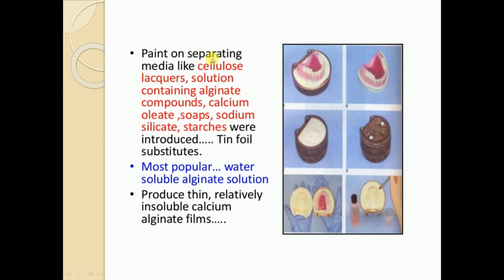Very important, painting on the separating media. Cellulose lacquers, solutions containing alginate, compound, calcium oleate, soap, sodium silicate, and starches were introduced. Tin foil acted as a substitute. The most popular water-soluble alginate solution produced a thin, relatively insoluble calcium alginate film. So you have to apply the insoluble calcium alginate film over your cast.